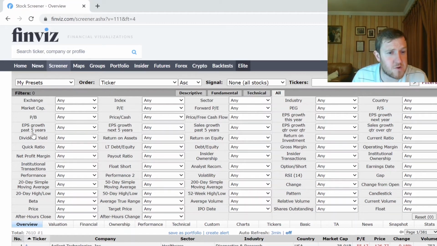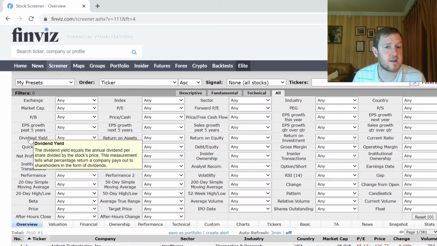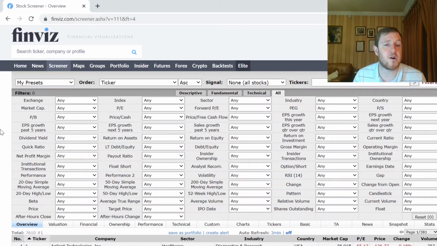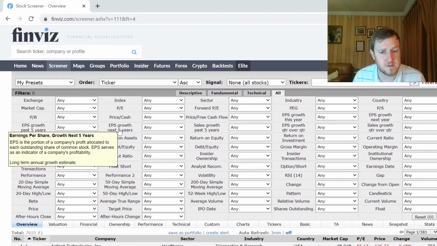There are also interesting ones here. For instance, if you had a strategy where you're looking for stocks that pay high dividends, you can look at the dividend yield here and look for stocks that pay high-yielding dividends, so a stock that maybe pays more than 5% every year. And if you hover over any of these filters, it will give you a description of what it means, which is really handy as well.